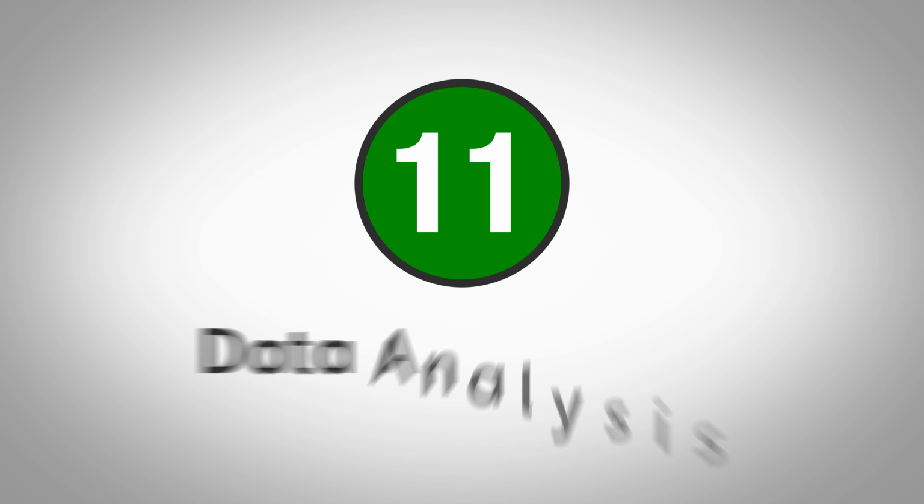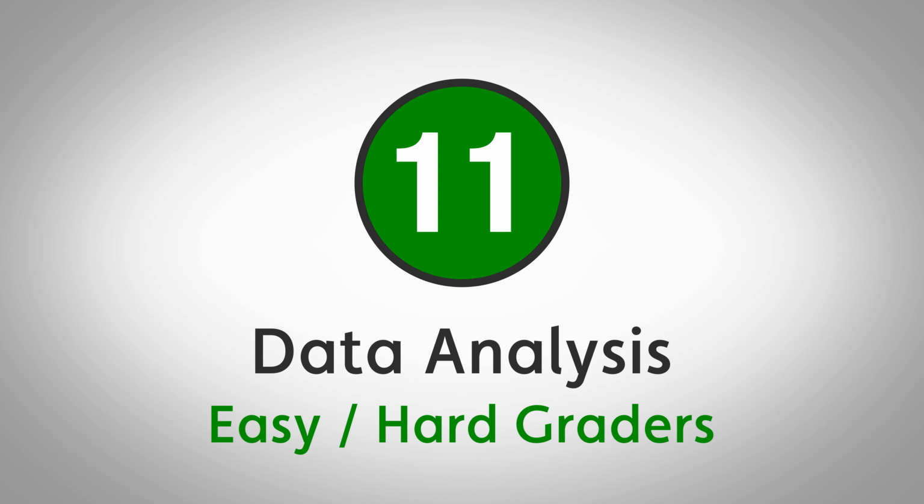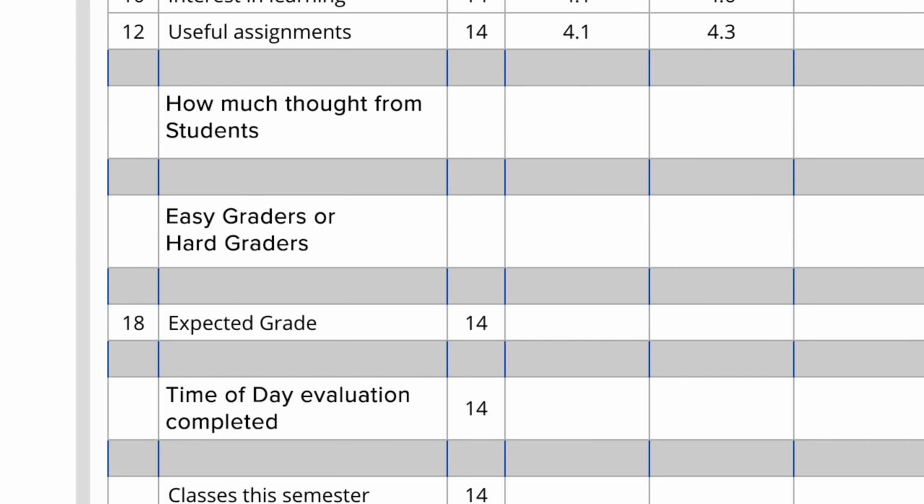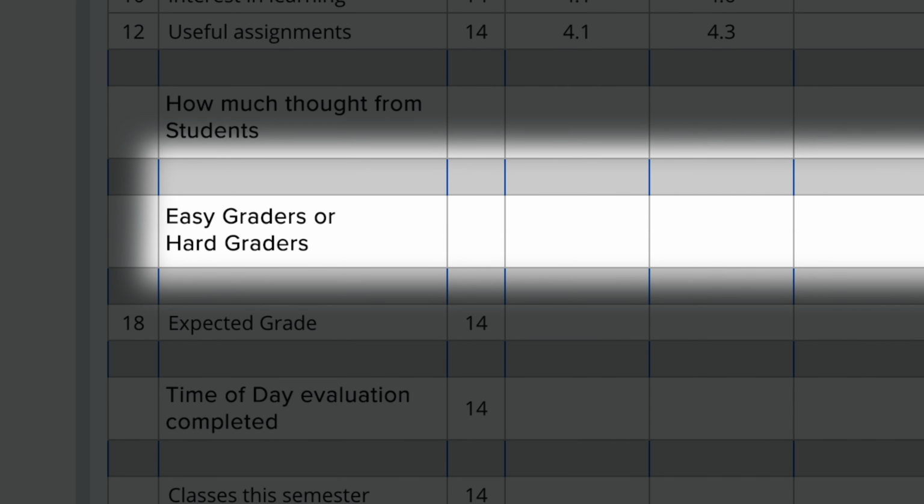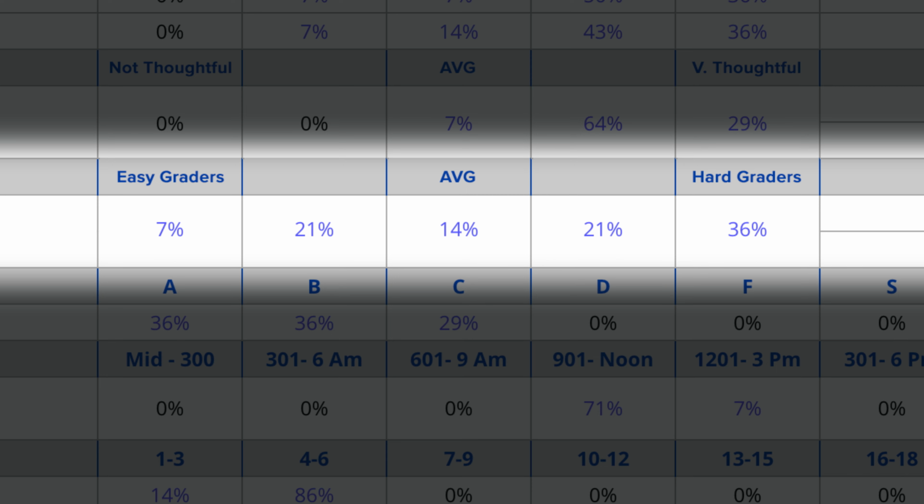Tip number 11. Include analysis for easy or hard graders. Students have the tendency to grade their instructors on a curve. In some cases, you might have students who give high ratings, even if they disliked a class, and students who give low ratings, even if they loved a class. Knowing the grading tendency of students is important when a faculty member is up for tenure review and their scores suddenly drop. It could be a result of having a semester of hard graders.